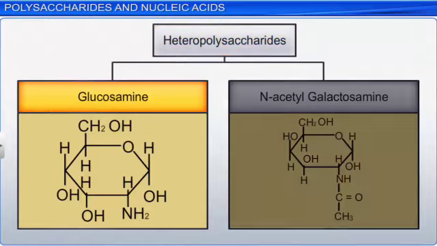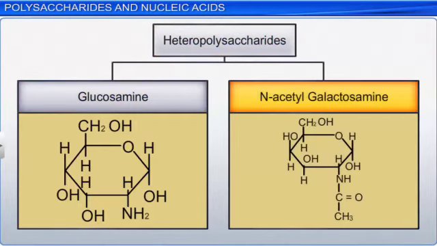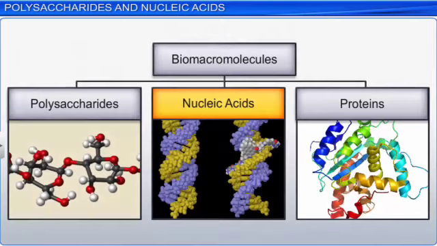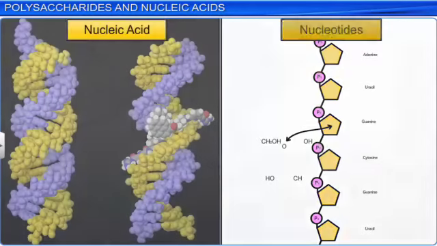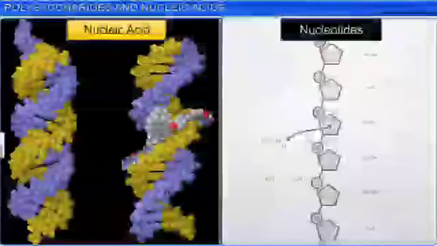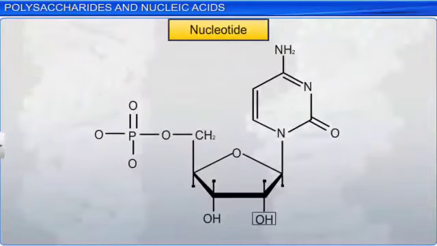Glucosamine and N-acetyl galactosamine are examples of heteropolymers. Another type of biomacromolecule in the acid-insoluble fraction of living tissues are nucleic acids. A nucleotide acts as a building block of nucleic acid and forms a polynucleotide chain.